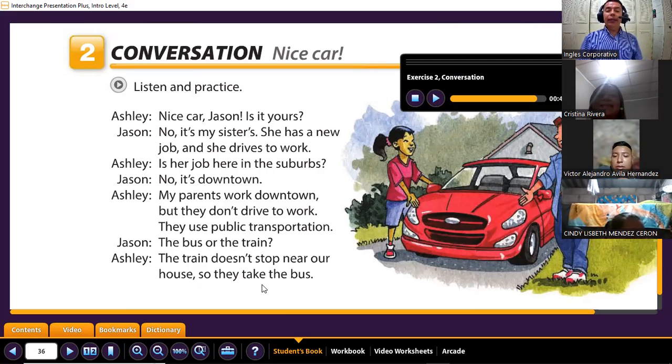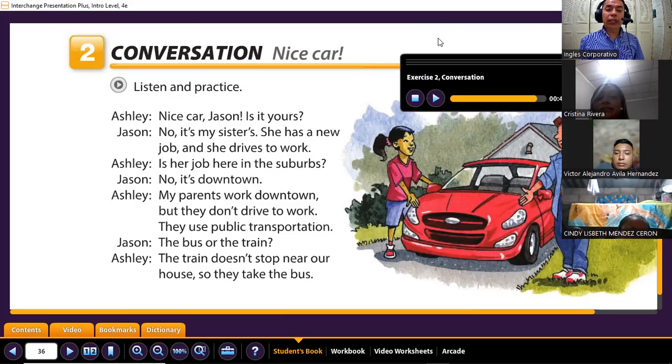The bus. Okay? The bus. Yeah. The chuson in El Salvador. We say the chuson. Okay. Very good, class. Any question about vocabulary? Do you understand this conversation? Okay, now, what is the purpose of the conversation, class?